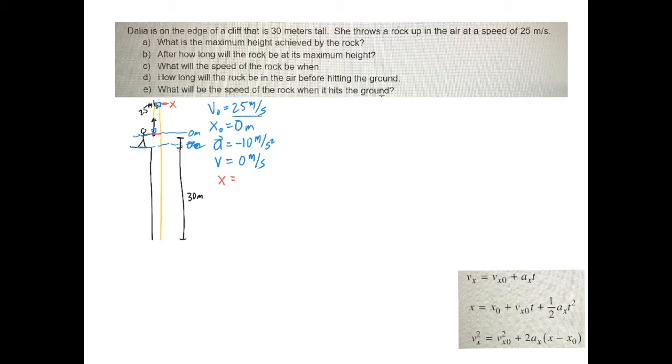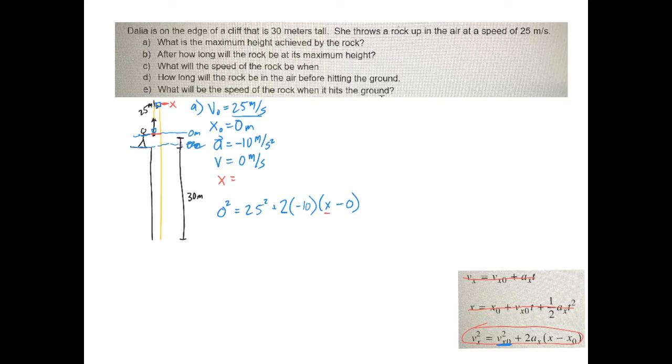All right, so which equation do I want? Well, I don't want one that has time, right? So I don't want the first one, and I don't want the second one, because I don't have any information about time. I'm going to try the third one here. Let's see what happens. Okay, so we'll put in our final velocity, which is 0 squared, equals the initial velocity squared. The initial velocity was 25 squared, plus 2 times the acceleration, which is negative 10. It's got to be negative 10, times the final position minus the initial position. And there you go.